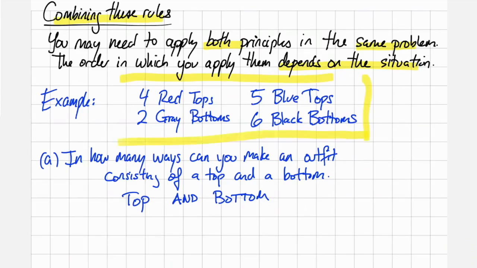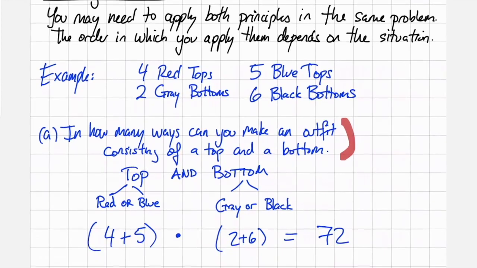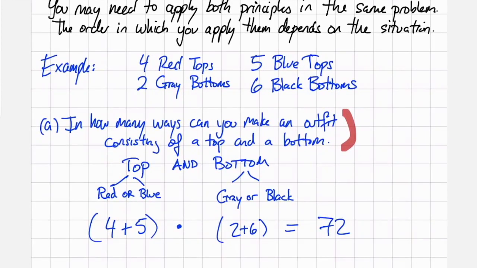Let's go back to making some outfits. You look in your closet and you see that you have 4 red tops, 5 blue tops, 2 gray bottoms, and 6 black bottoms. In how many ways can you make an outfit consisting of a top and a bottom? To approach this question, we recognize that an outfit is made up of a top and a bottom, and so we'll have to figure out how many tops there are and how many bottoms. A top can be red or blue, and a bottom can be gray or black, and so for those we need to apply the addition principle. 4 plus 5 total tops, 2 plus 6 total bottoms, and now our outfit is a sequence of a top and a bottom, so we apply the multiplication principle, and we get 72 total outfits.